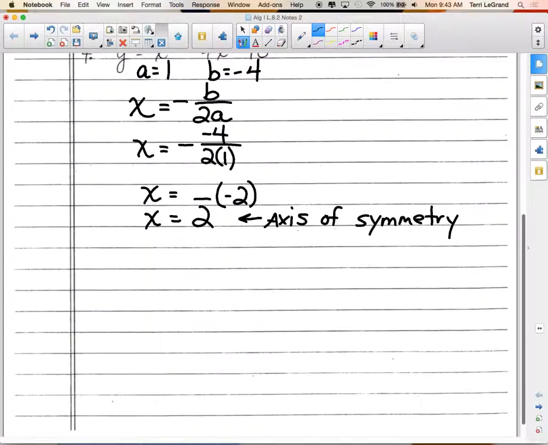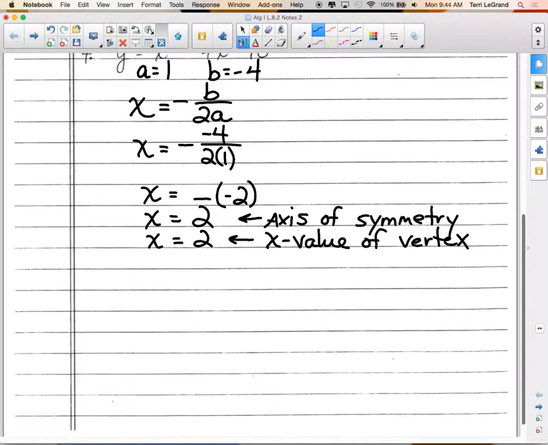A vertical line crossing the x-axis at 2, 0. Every point on this line has a what? X value of 2. Every point on this line has an x value of 2. So we just now found also the x value of the vertex. So not only do we have the axis of symmetry, but we also have the x value of our vertex.